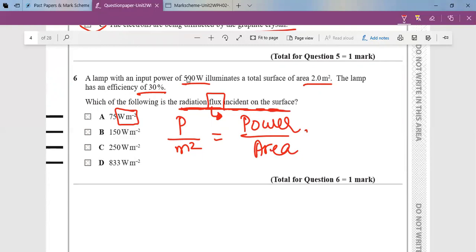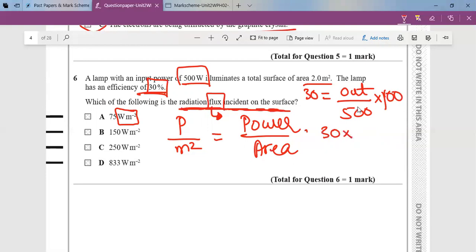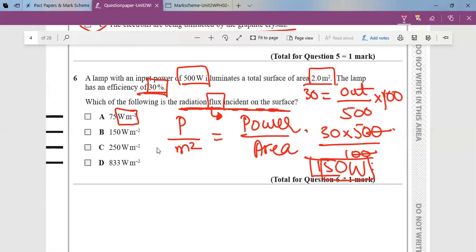lamp. The input power is 500. What's the output power if the efficiency is 30%? So 30% is equal to output divided by input times 100, right? Can you get me an answer for the output power? It's going to be 30% of the 500, so 5 times 3 is 15. It's going to be 150 watts. If 150 watts is the output power and this is your area, can we get the power upon area? It's 150 divided by 2, which is 75. Should it be A? Definitely it's A.